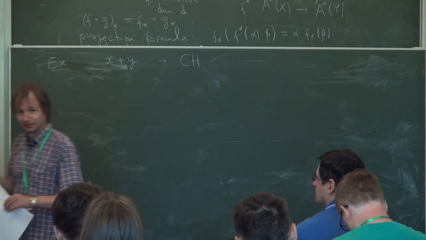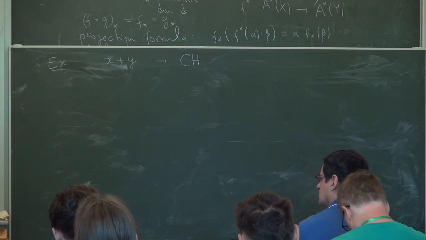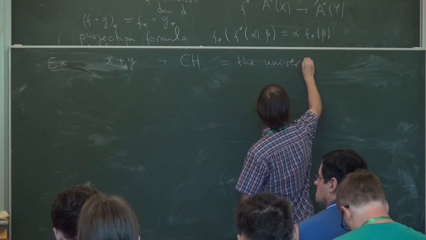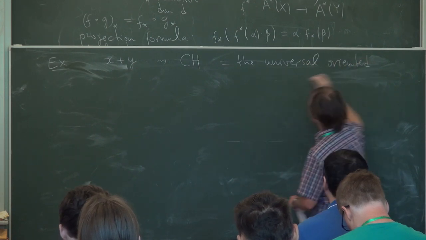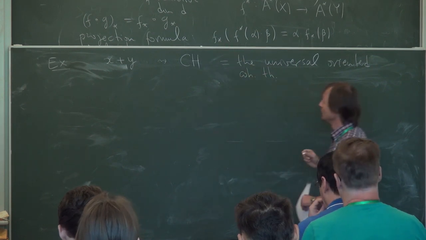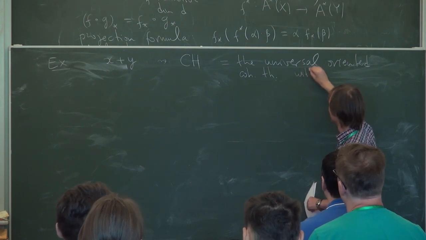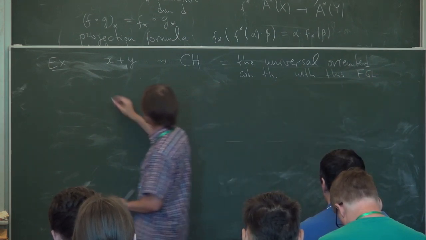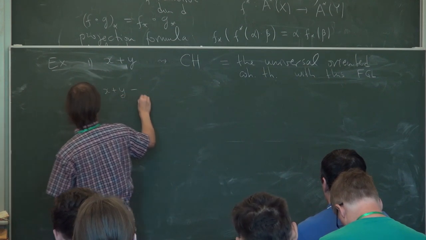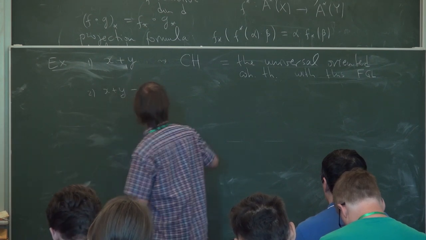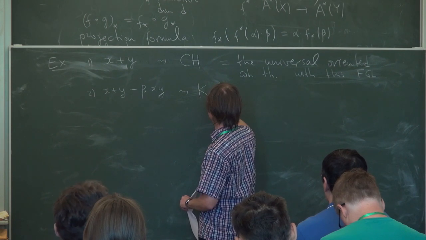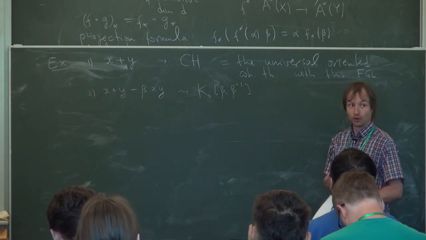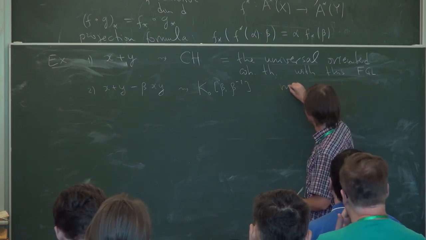Well, of course, it's not quite true, because there are many theories with the additive formal group law, but this is the universal one. So this is the universal oriented cohomology theory, also in the sense of Levine-Morel, with additive formal group law. Not with this formal group law. If we take x plus y minus beta x y, then we get K0 of Grothendieck. So it's the multiplicative formal group law.